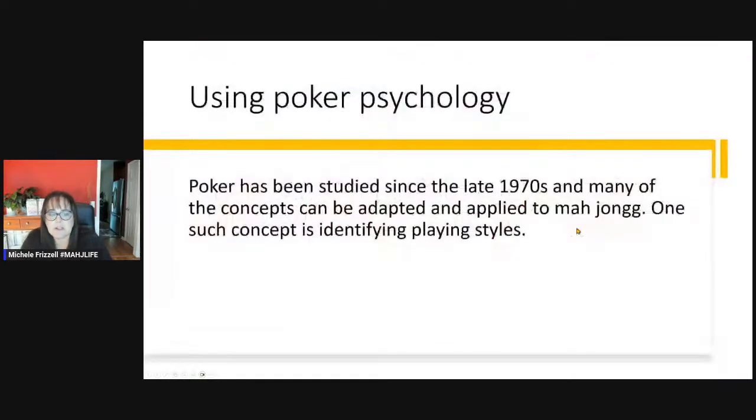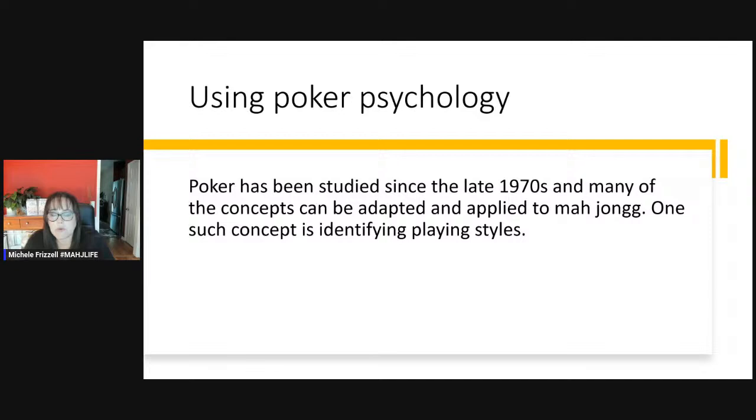The first thing that I want to share is that poker's been studied since the late 70s. And many of the concepts can be adapted and applied to Mahjong. That's because Mahjong and poker are both mind games. It is a game that requires critical thinking, situational awareness, and social acuity. Both of the games, poker and Mahjong alike. There are other games that use those skills as well, but most poker skills can be adapted and applied to Mahjong.